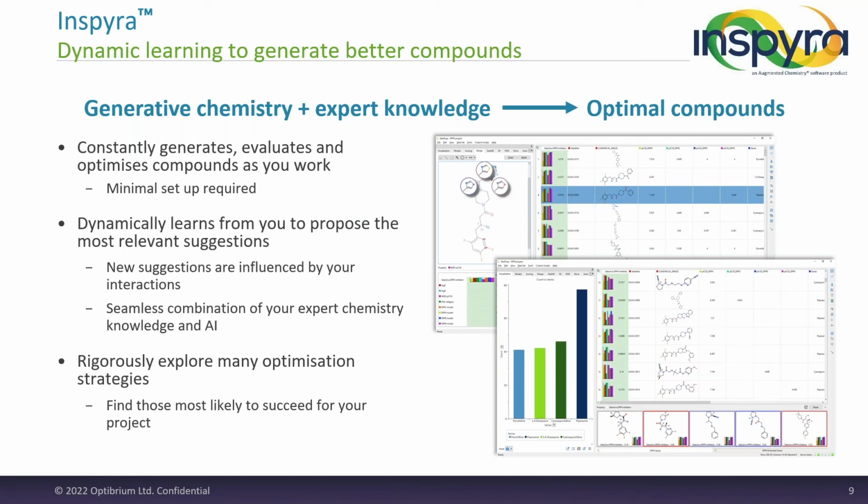So what does it do? Well, first of all, it constantly generates, evaluates, and optimizes compounds as you work. It doesn't just propose ideas because the algorithms think they're cool. It's also about dynamically learning from you to make sure that it's proposing the most relevant suggestions for your optimization objectives. So new suggestions are influenced by your interactions and the way that you respond to the ideas that are presented. And in combination, what that enables you to do is very rigorously and objectively explore many different optimization strategies and quickly find those most likely to succeed for your project.